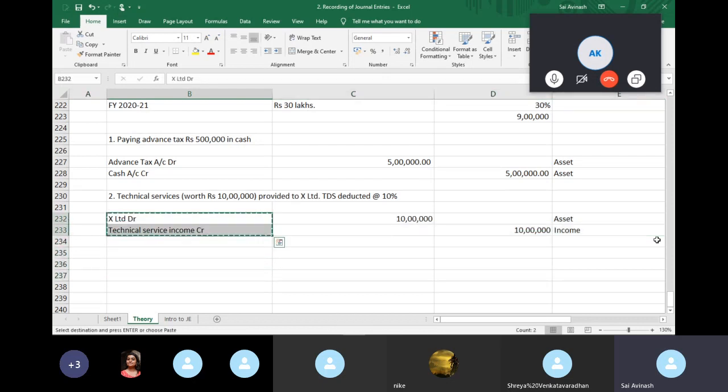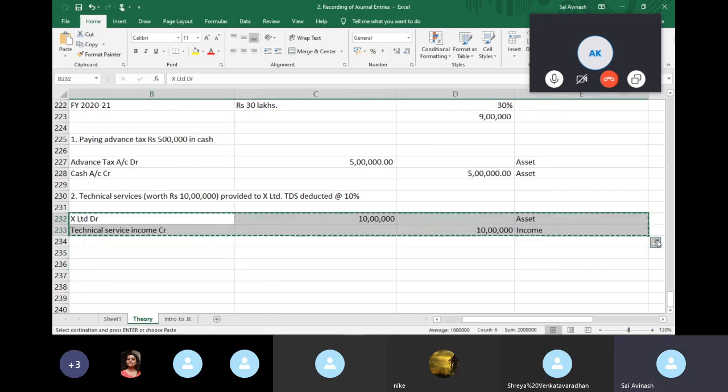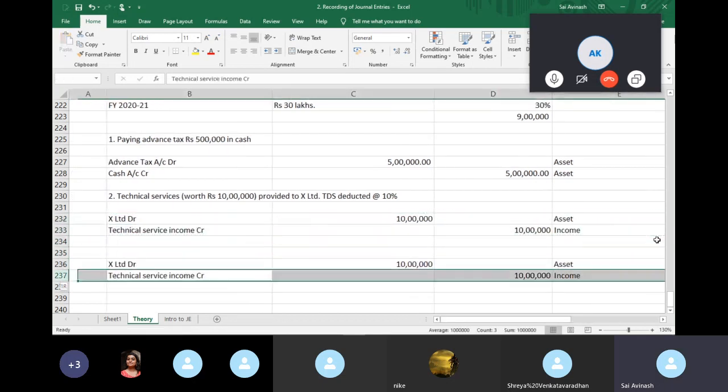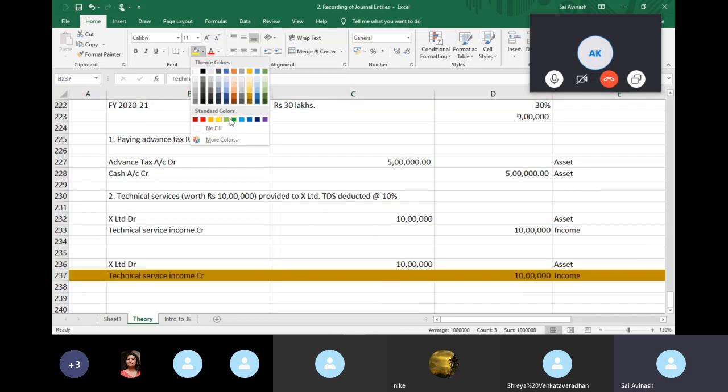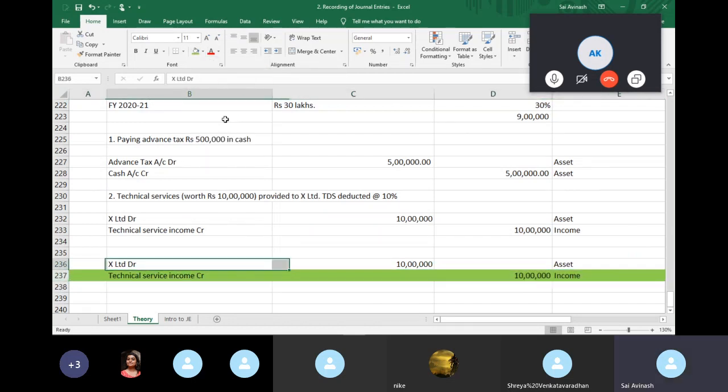So we have these two accounts for sure, right? It's pretty much the same transaction. I know this is correct, so this is perfectly fine, right? So I can color this in green. But I should only receive 9 lakhs from this fellow. As in tomorrow, X Limited will pay me in cash or check only 9 lakhs.